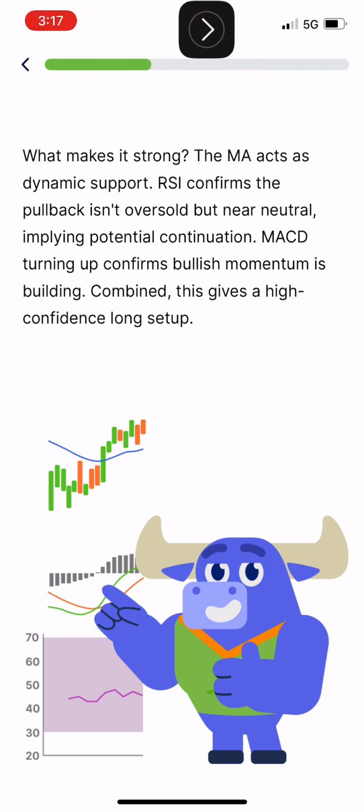What makes it strong? The MA acts as dynamic support. RSI confirms the pullback isn't oversold but near neutral, implying potential continuation. MACD turning up confirms bullish momentum is building. Combined, this gives a high confidence long setup.